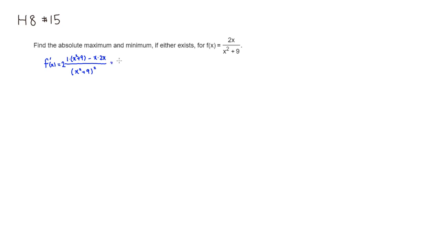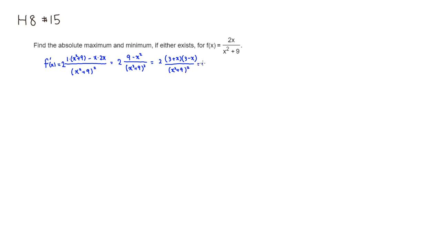So 2 is still there, and you have a 9 there. You have x squared and the minus 2x squared, so it's going to have a negative x squared. And on the denominator, x squared plus 9, squared. So let's find the critical numbers here. We have 2 here, and we can factor it out, so it's going to be 3 plus x times 3 minus x, over the quantity x squared plus 9, squared.